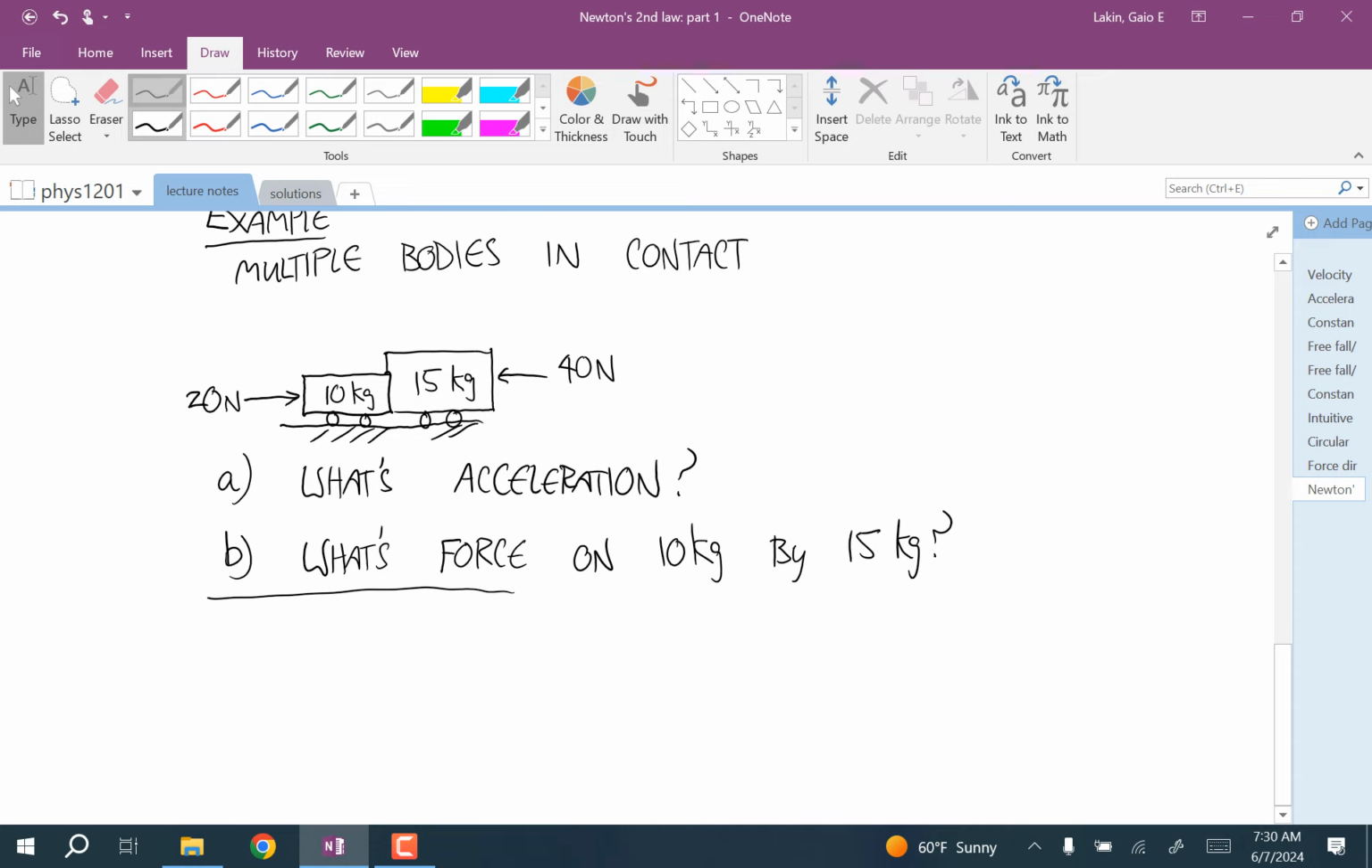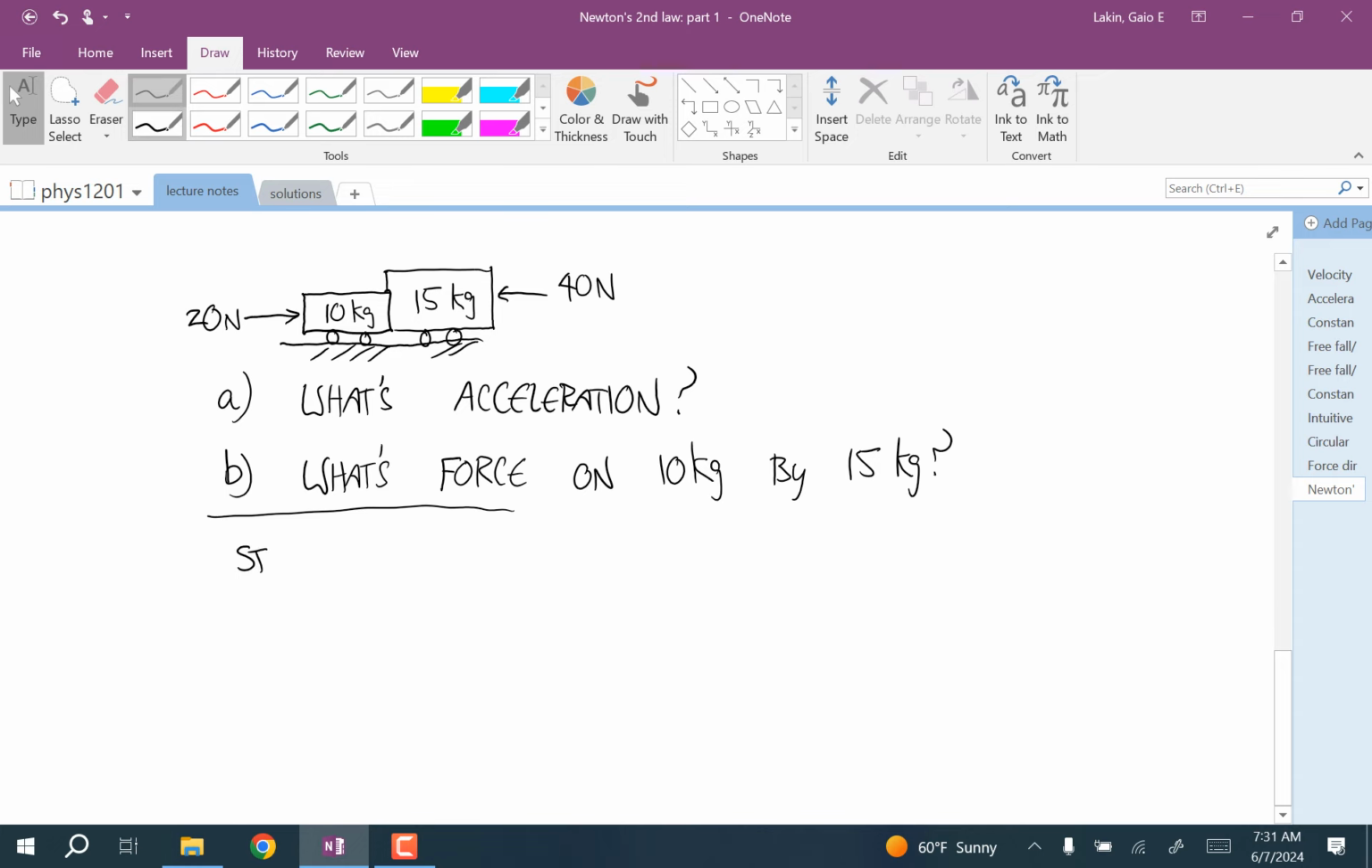And we're going to do problems like this always in two steps. Step 1 is we're going to isolate the whole system. So our chosen object is going to be both of these two together. And we're going to do this in order to calculate the acceleration.